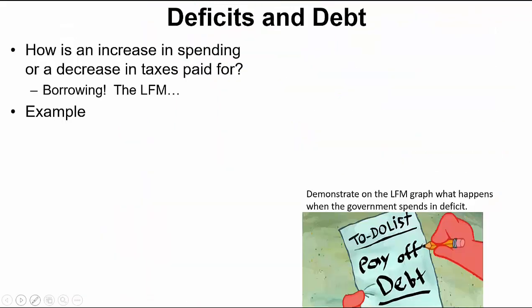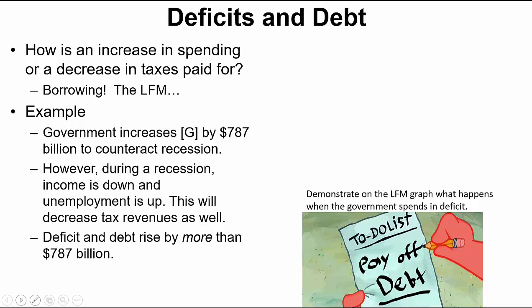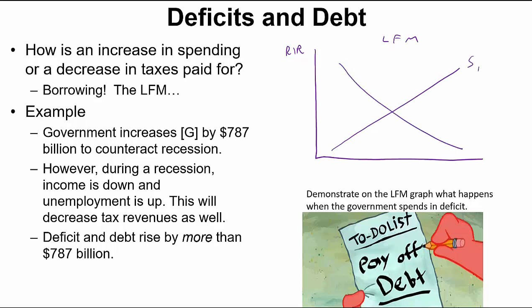Let's talk about how fiscal policy, maybe expansionary fiscal policy, for example, could affect interest rates. Okay? So let's say the government increases their spending by $787 billion to counteract a recession. The thing is that the government doesn't have that money laying around. So they go to the loanable funds market and they borrow it. Okay? And so when the government increases borrowing, the demand curve shifts to the right and interest rates rise. Okay?